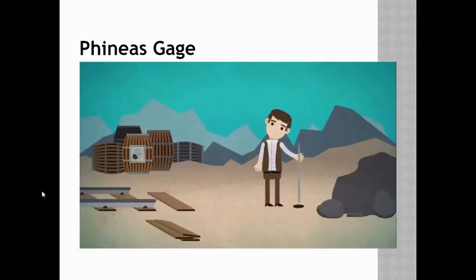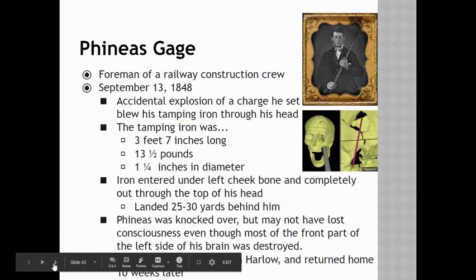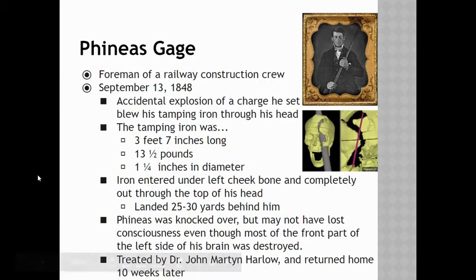Make sure that you take some time to look at this information about Phineas Gage. He was the foreman of a railway construction crew in the mid 1800s, and an explosion sent a metal rod through his head. It entered under his left cheek and completely exited through the top of his head. He was knocked over. There are conflicting reports of whether he lost consciousness or not, but the front part of the left side of his brain was destroyed.